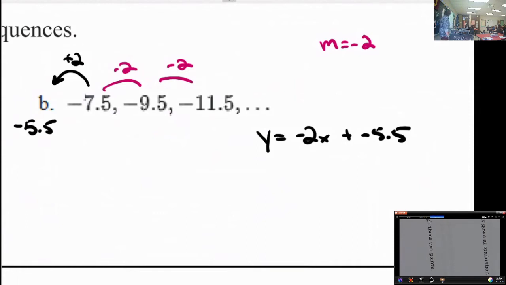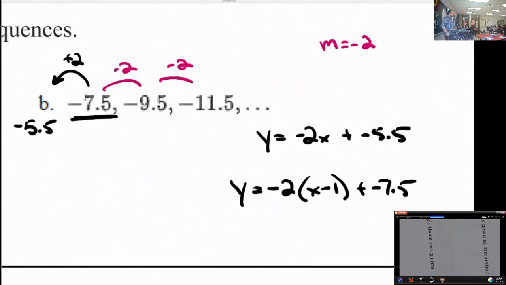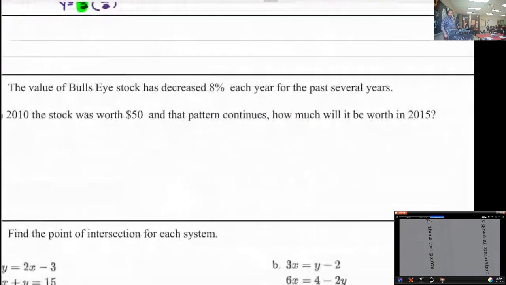Or if you don't like that going back in time one step problem, you can do the exact same thing, but make it negative 2 times x minus 1, and then add on the first term, negative 7.5. These are the same exact equation, just one is a little easier to write, I think. This one is easier to write because it's got the negative 7.5 right in it, but you can do whichever you want. Go ahead and turn the page. Where are we time-wise? Am I good? Let me just keep going.